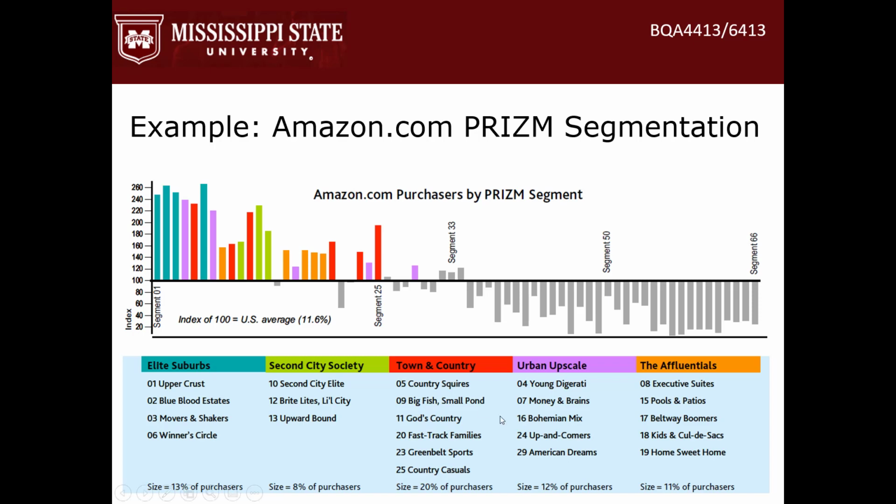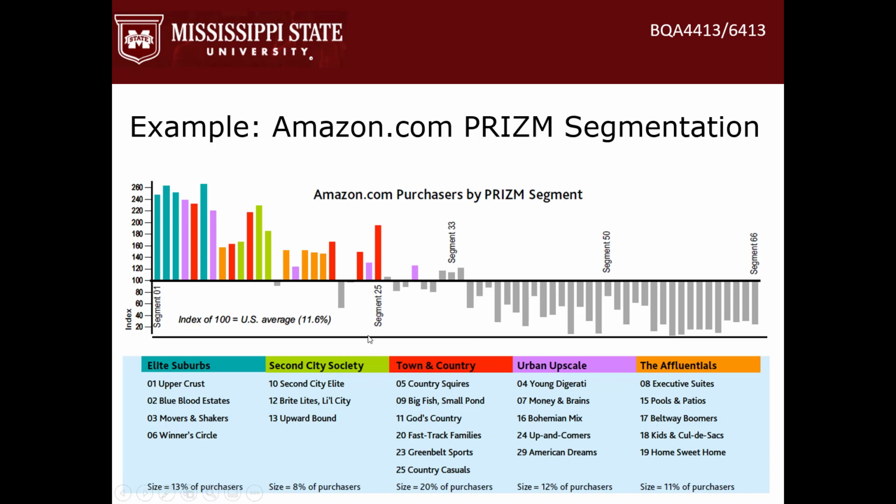And then we go down to things like affluentials, executives, pools and patios, and each of these segments has a description. So the idea is marketeers would understand which segment you're in, and then they would have specific value propositions or specific adverts to aim at the different segments.